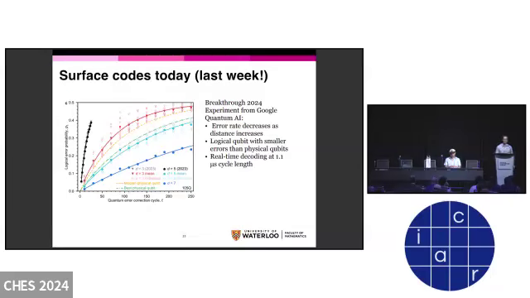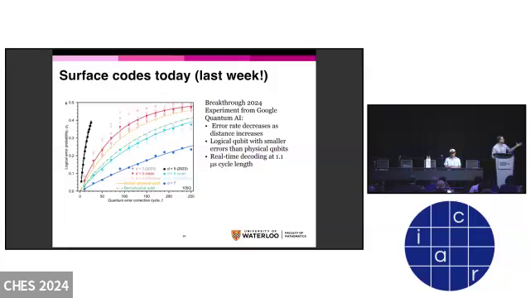The extremely exciting news in quantum error correction came actually last week. And this is one of the biggest results in quantum computing I've seen. They basically made a logical qubit in the surface code, more or less for the first time.